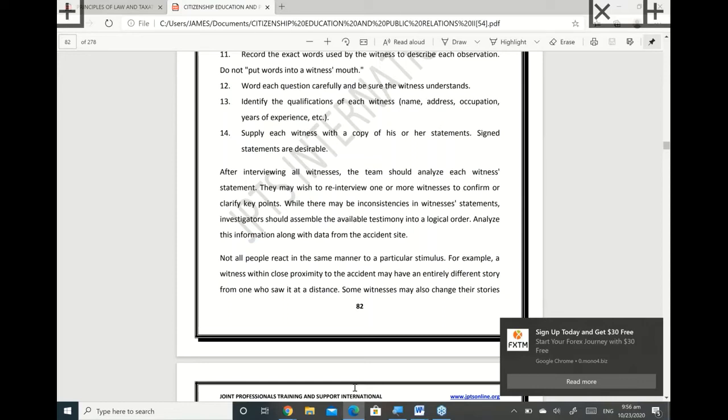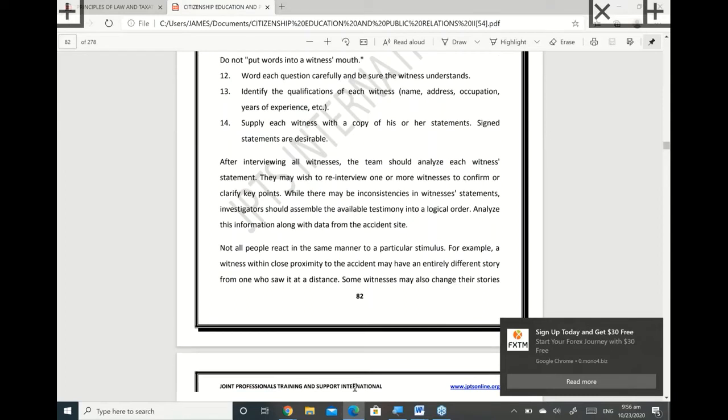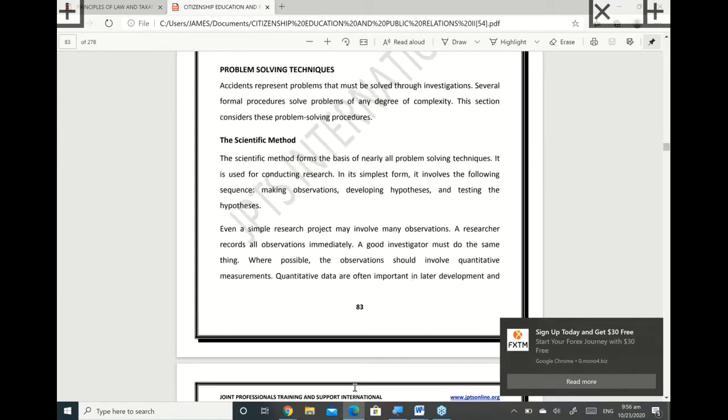Then we look at problem solving techniques. Accidents represent problems that must be solved through investigation. Several formal procedures solve problems of any degree of complexity. This section considers this problem solving procedure. Number one, the scientific method. What's the scientific method? The scientific method forms the basis of nearly all problem solving techniques.